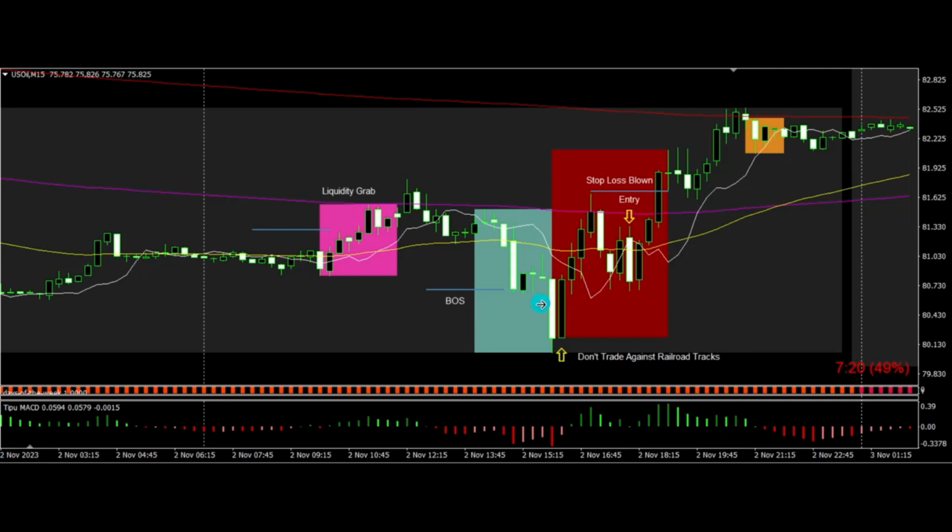However, right here, there are railroad tracks, equal large candles moving in opposite directions. The last candle shows a move to the upside. That gives you a sense that there may be a stronger move moving to the upside. So this would not be a good trade to enter.